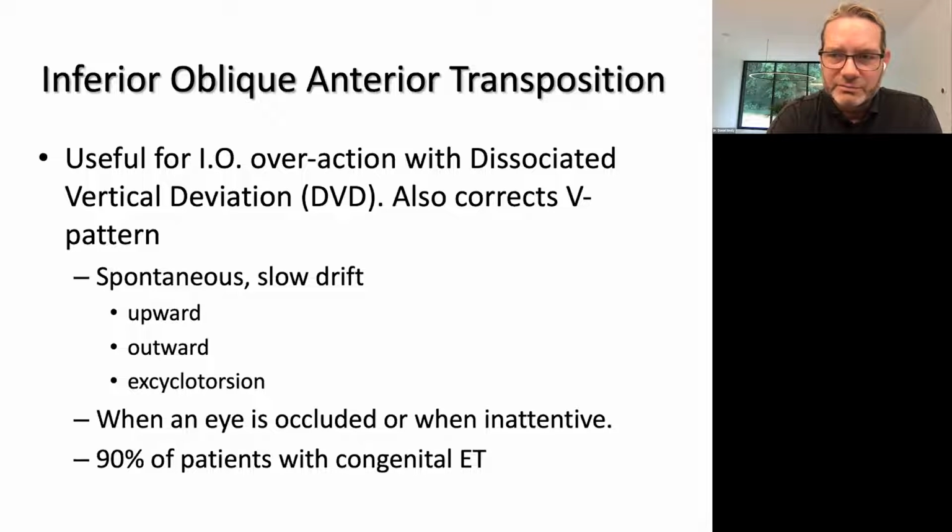So a 1-year-old or 2-year-old with congenital esotropia and inferior oblique overaction, and they probably haven't developed DVD yet because they're too young, but rather than doing a myectomy or recession of the inferior oblique, I might just go ahead and do the anterior transposition, knowing that they're at risk for DVD down the road. All right.